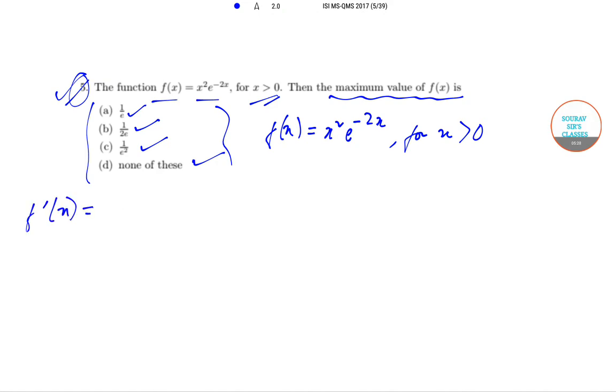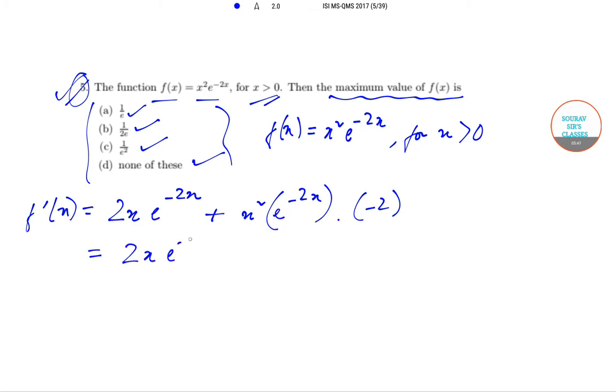So f dash x is equal to 2 into x e to the power minus twice x plus x square into e to the power minus twice x into minus 2. So this comes down to 2 into x into e to the power minus 2x minus 2 into x square e to the power minus twice x. So taking 2 e to the power minus twice x common, this comes down to x into 1 minus x.